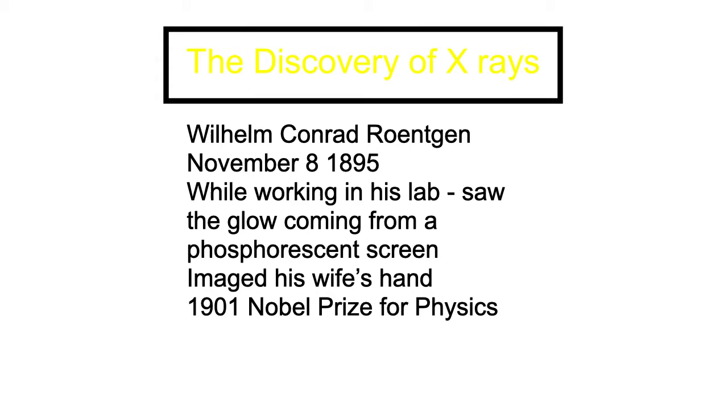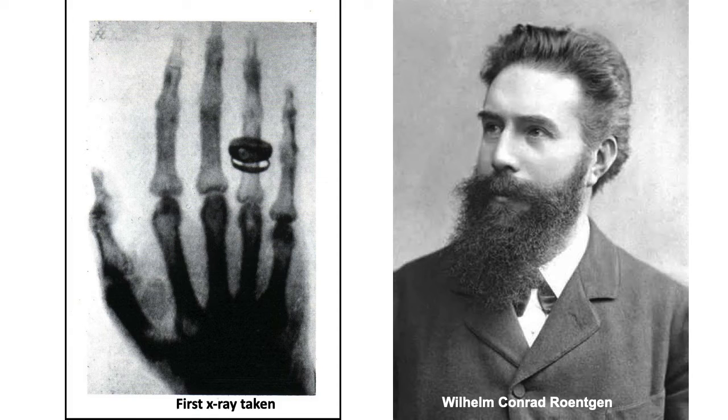So let's talk about a little history of X-rays. X-rays were discovered by this gentleman, Wilhelm Roentgen, on November 8, 1895, while he was working in his lab. He received the 1901 Nobel Prize in Physics. You can see the picture of this gentleman on your right, and on your left the first X-ray, which is his wife's hand.